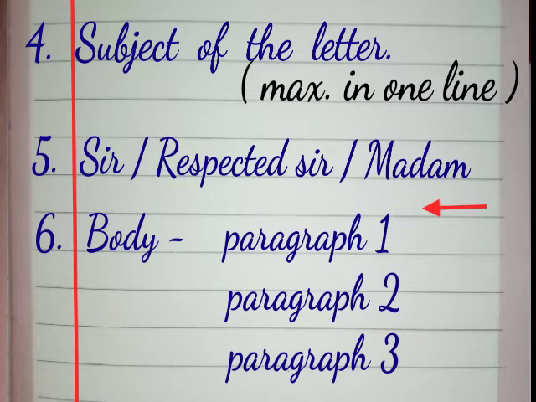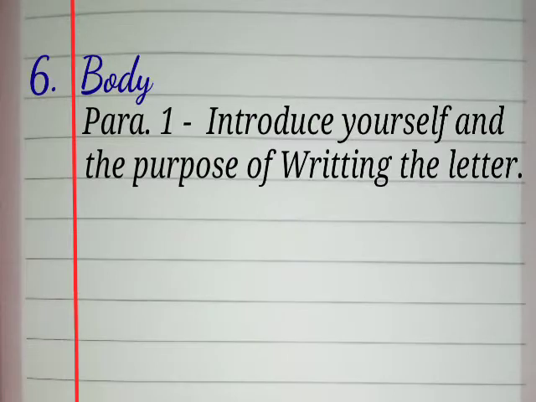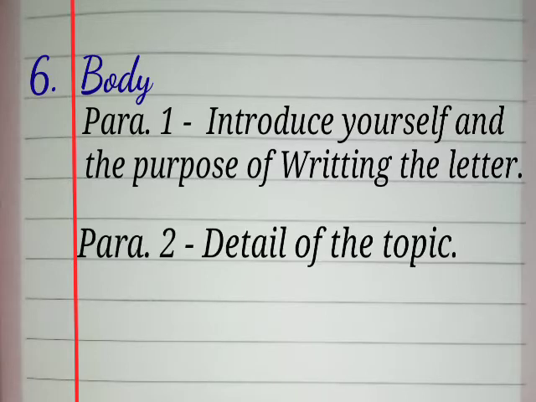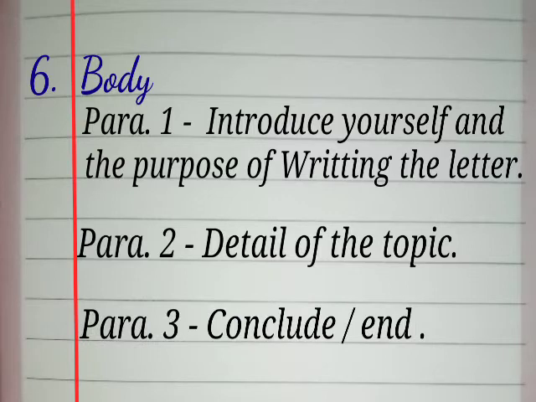Generally, the body of the letter is divided into 3 paragraphs. In the first paragraph, you should introduce yourself and the purpose of writing the letter. In paragraph 2, you should write the detail of the topic. You should highlight the social issue or the reason why you're writing the letter. And in paragraph 3, you conclude or end the letter. Why you're writing the letter to the editor and what kind of help you want from the editor, you should write in paragraph 3.